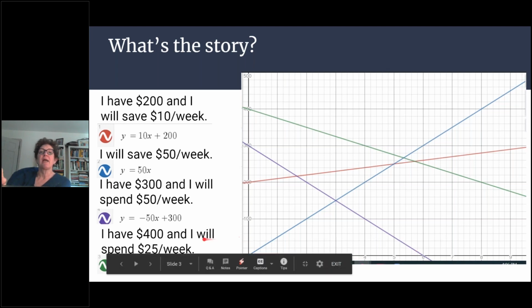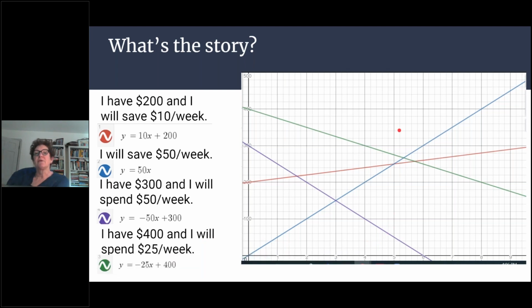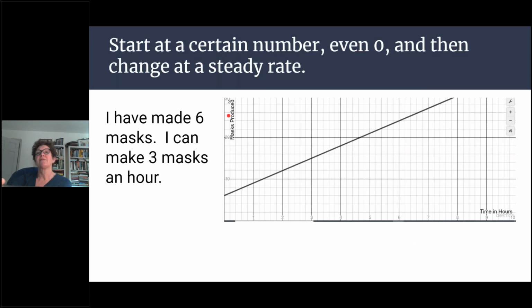And then this one, I have $400 and I will spend $25 a week. Y equals negative 25x plus 400. So that's the form of the equation. And we'll get to that in a little more detail in just a minute, but let's take a look at what this is telling us.